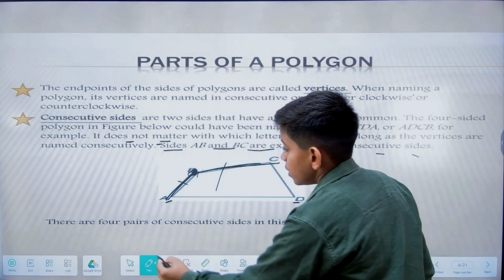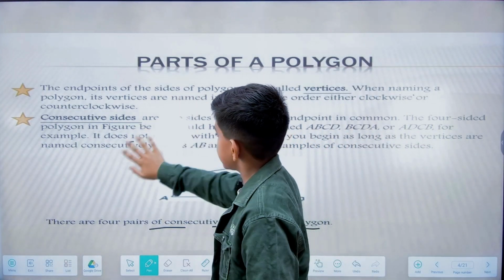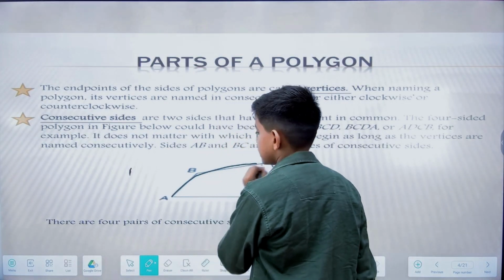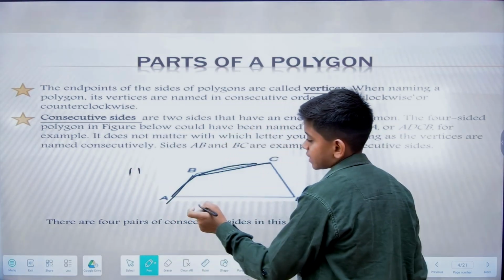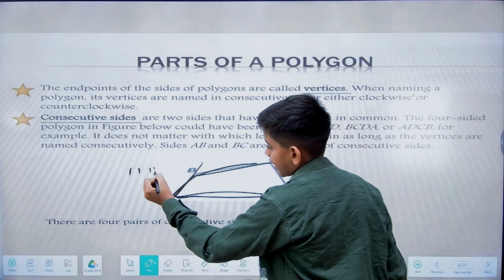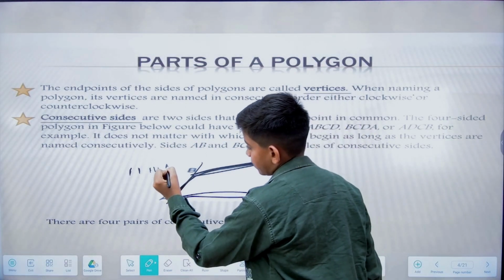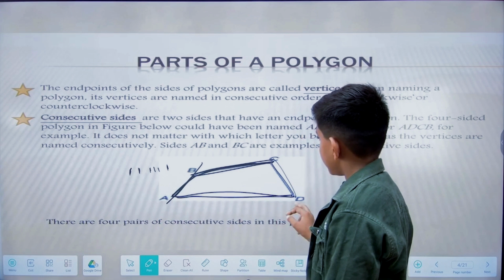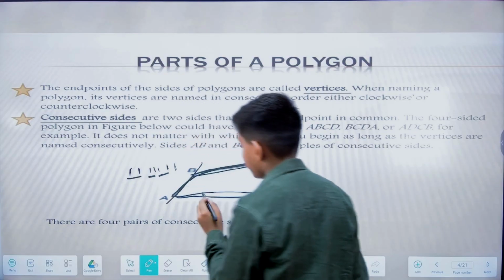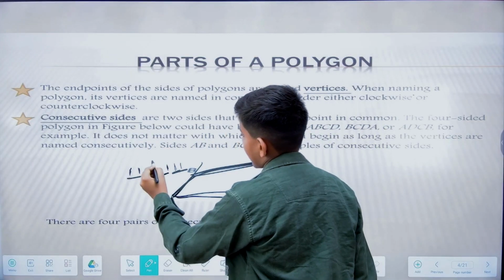There are four pairs of consecutive sides in this polygon. Which are they? Let's see the four pairs. AB, BC, one pair. BA, AD, one pair. DA, AB, one pair. BC, CD, one pair. DC, CB, one pair. And also we have AD, DC, one pair. These are the four pairs.